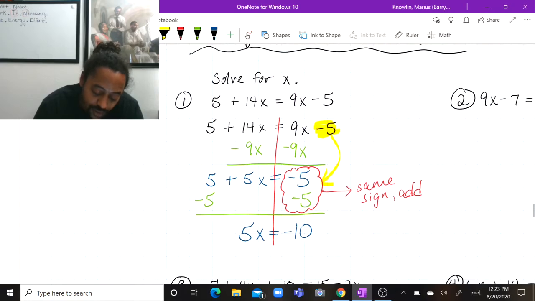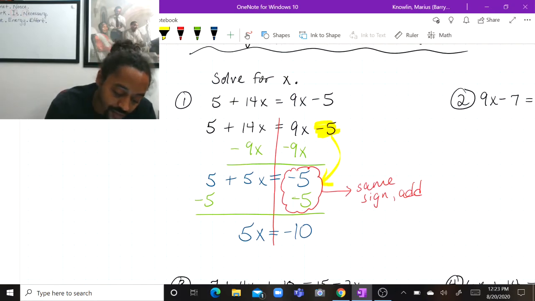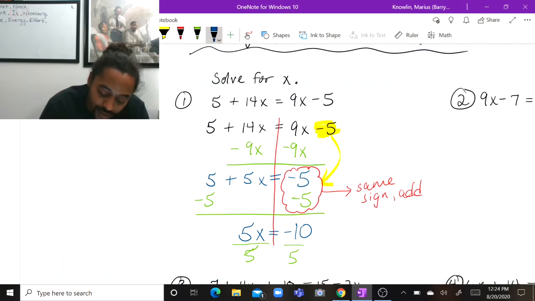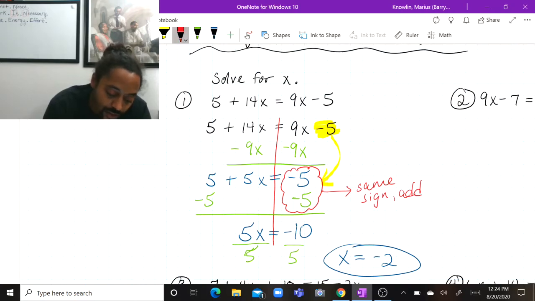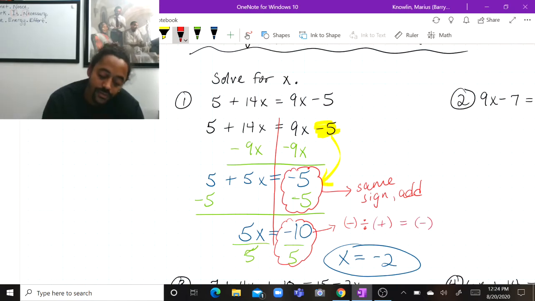Now, we're almost there. Now I want to go ahead and divide both sides by positive 5. And with that being done, x is going to equal negative 2. And that's going to be our final answer. And the reason that happened is because right here, remember, a negative divided by a positive equals a negative. Okay. All right.